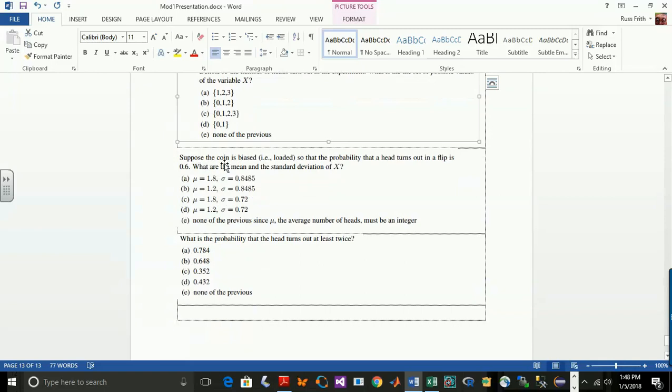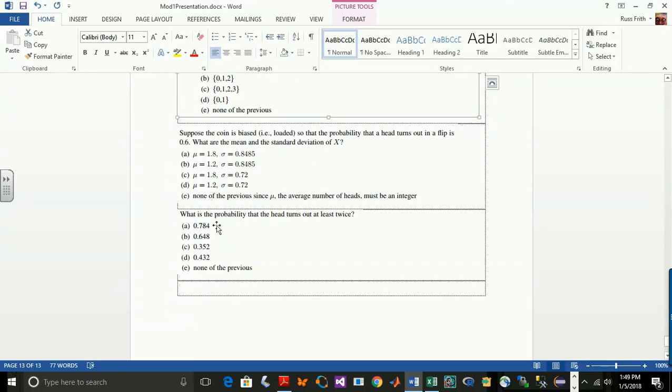And then suppose the coin is biased, so that the probability that a head turns out in a flip is 0.6. What is the mean and standard deviation of X? Remember, this is a coin toss, and coin tosses follow a binomial distribution, but it's not a 50-50 head tail proposition. It's a 60-40 split. So you go back into the notes and look for the mean and standard deviation formulae for a binomial probability distribution.